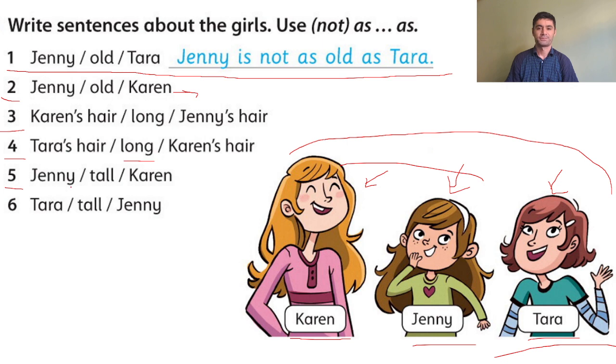Number 5. Very good. Jenny is not as tall as Karen. Correct. Well done, Cindy. And the last one. Correct. Very good. Tara is as tall as Jenny. So you can take a look at their heights. They are almost the same. Great. Well done, Cindy. This is the end for today, and I'll see you next time. Goodbye.